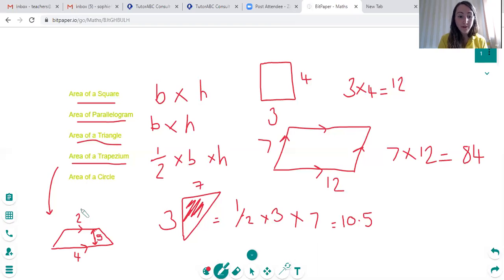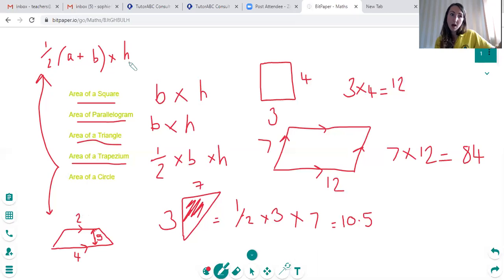And the formula for a trapezium, I'm going to write it right at the top here, is a half of the top length plus the bottom length times by the height, okay? So half of the top length plus the bottom length times by the height.